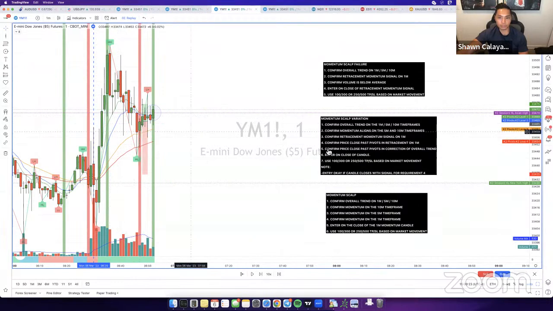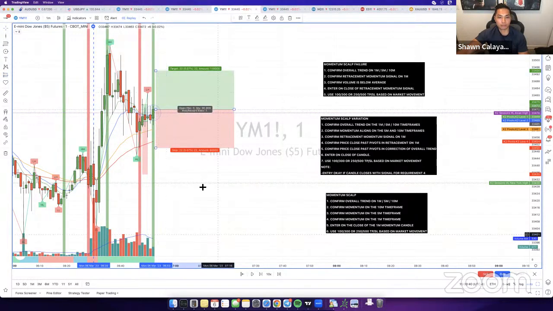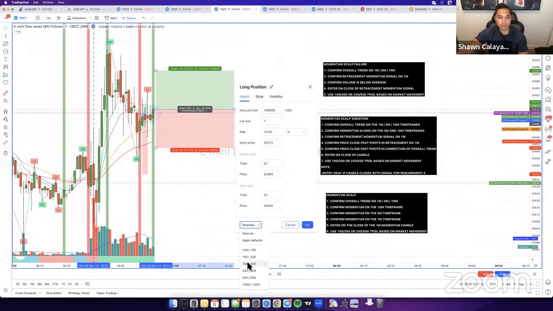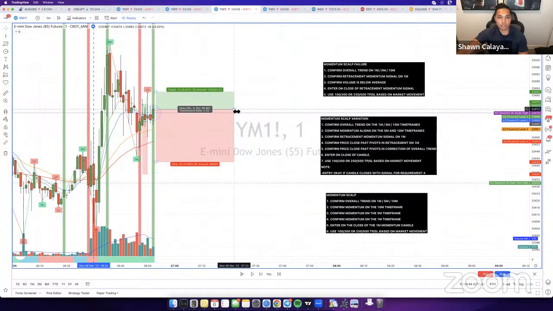This is a retracement. And then step 5, you want to confirm price closed past the pivots in correction of the overall trend. So price closed below it here, and then it closed back above it right here. With that said, you could have entered on the close of the candle, which would have been right there. Criteria is met, be a 10-30 split. Again, for the same candle, it'd also be a momentum scalp entry.